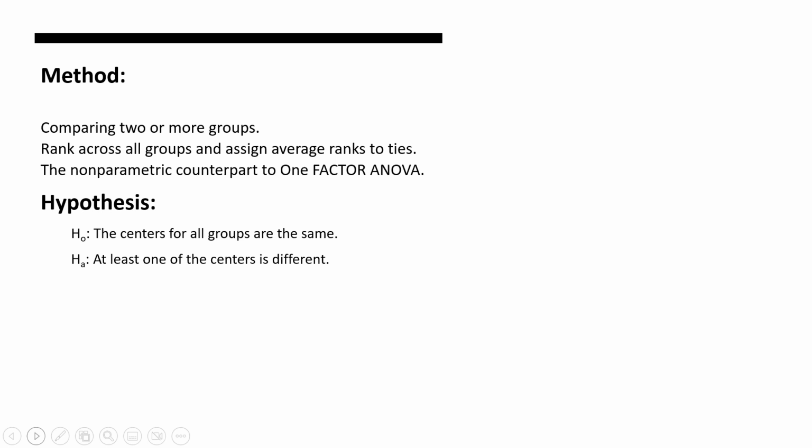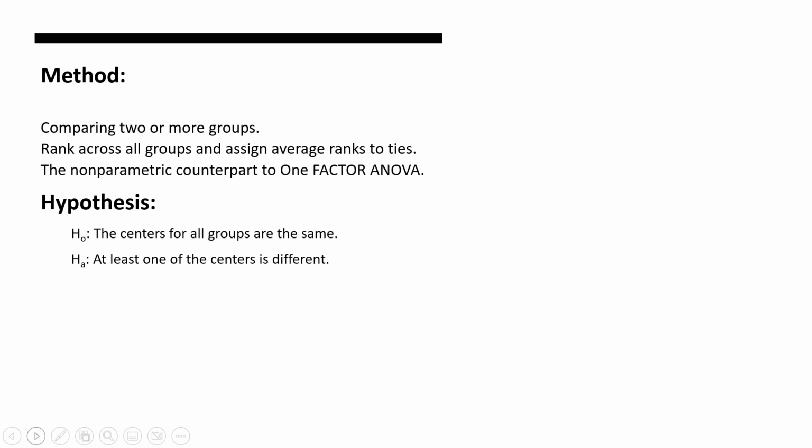So the Kruskal-Wallis test is the non-parametric counterpart to one-factor ANOVA, or one-way ANOVA, when the assumption of normality is not met. So typically we have smallish samples with outliers. That's when we're going to want to use the Kruskal-Wallis test.